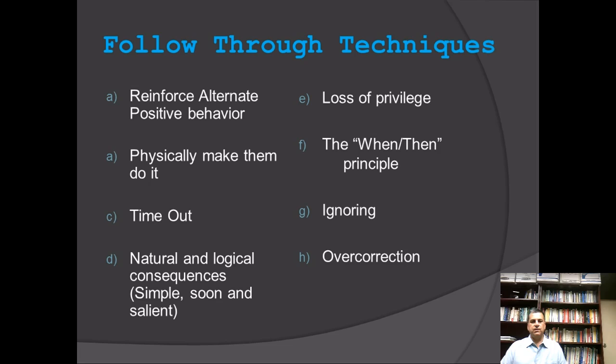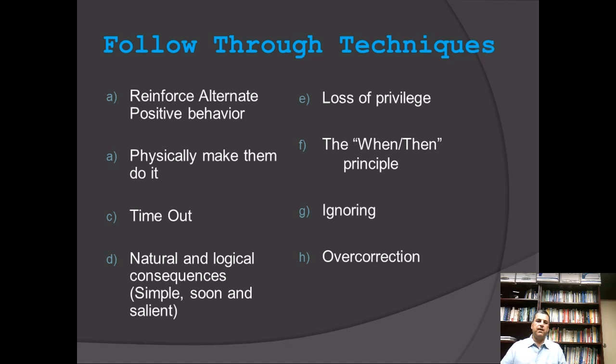Then we have logical consequences, and those are consequences that parents impose on the kids. I have three rules of thumb for a logical consequence. The first thing is it needs to be simple. The second thing is it needs to be soon, or immediately following the misbehavior. And third, it needs to be salient. It has to have some teeth in it. The word logical is used because, in a sense, whatever the consequence is, it fits the misbehavior. So the punishment fits the crime, in a sense.